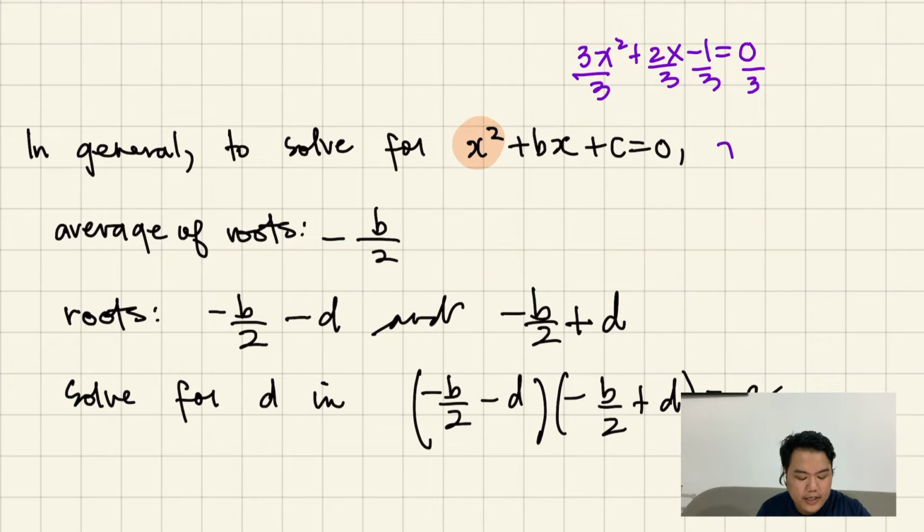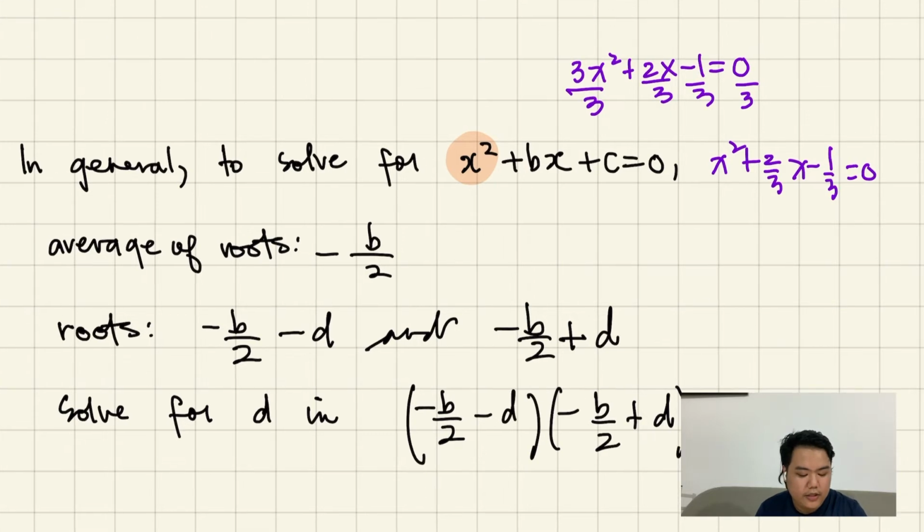So magkakaroon ka na x squared plus 2/3 x minus 1/3 is 0. So para x squared na lang yung nandito. Hindi na siya 3x squared. Para 1 yung coefficient ni x squared na lang. And then this is b. Ito na yung c mo.